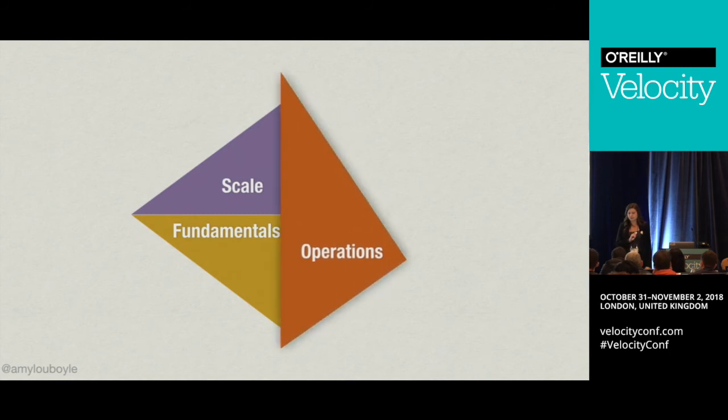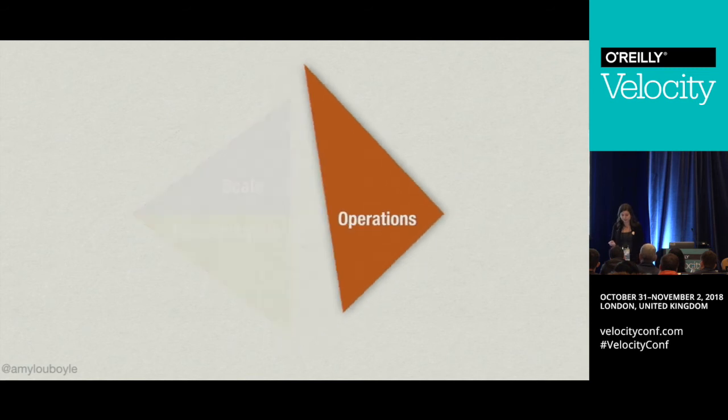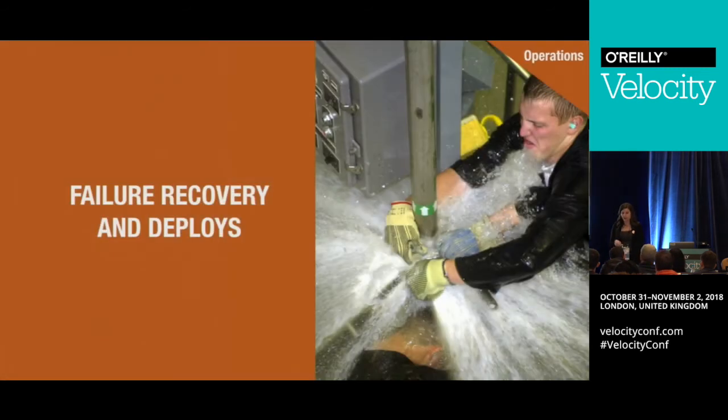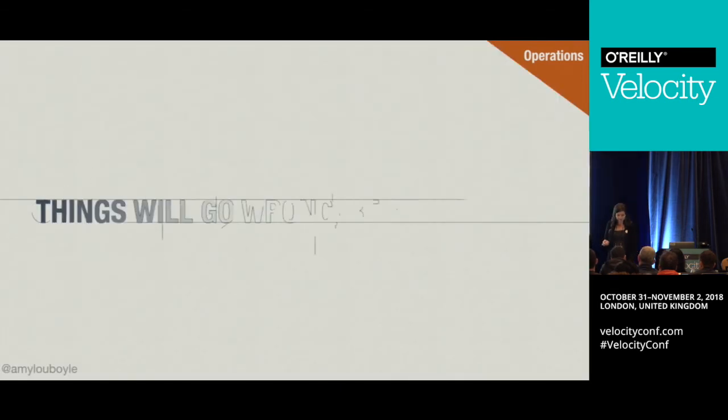Okay. So at New Relic, we do the DevOps. That means that in addition to building this system, we're also responsible for testing it, deploying it, and we carry the pager. So let's talk about the inevitability of things going wrong.